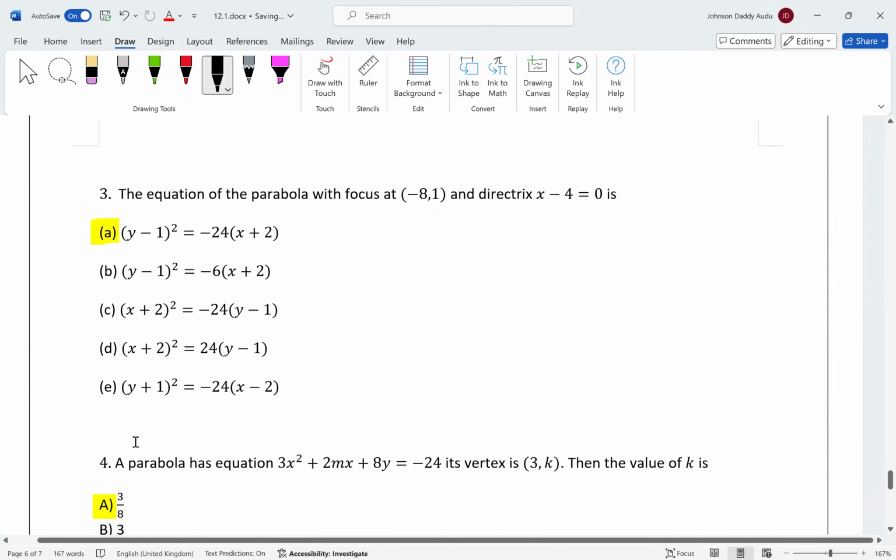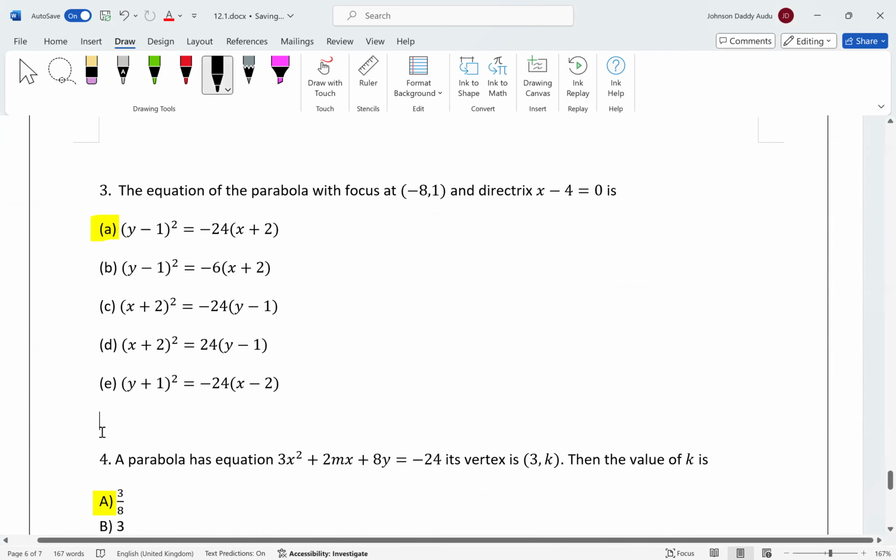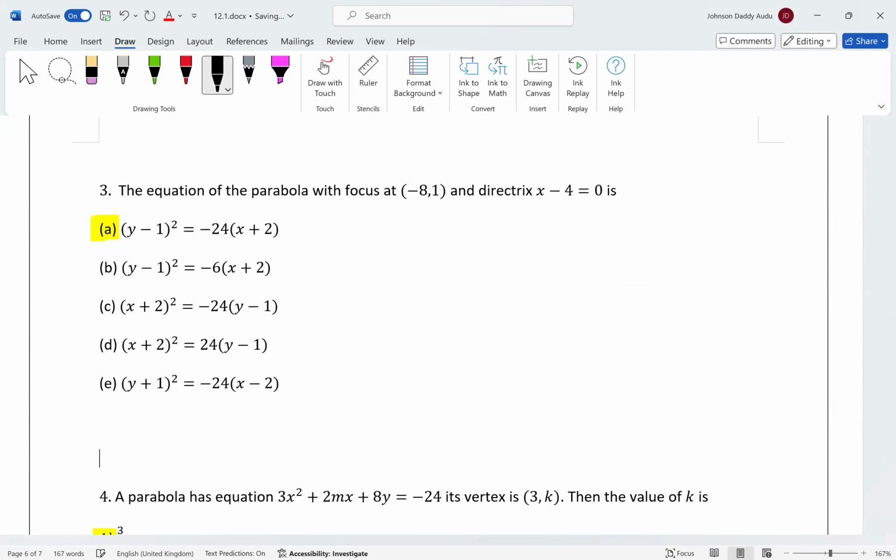Now number 3. Number 3 is similar to what we did earlier. Here, you're given the equation of the parabola with focus. This is your focus, and this is the directrix. So from this directrix, it means the x is equal to 4. So you can see it's a vertical line, right? So since it's a vertical line, we know we are dealing with a horizontal parabola. So this is going to be a horizontal parabola.